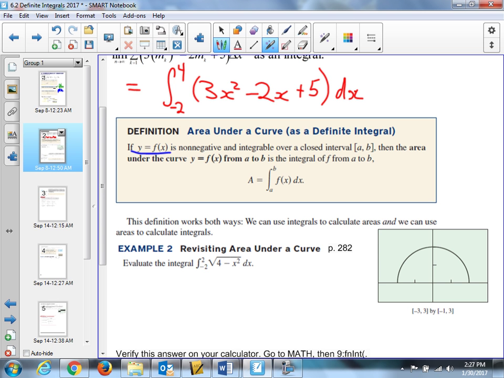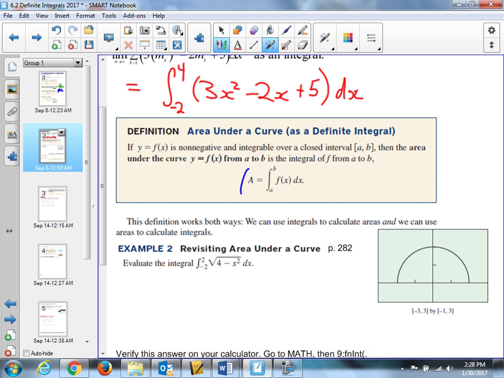If you've got this function f of x, it's non-negative and integrable, meaning that it's continuous over this closed interval from some number to another number, like 2 to 7, or -2 to 4. Then the area under that curve for the function from a to b is the integral of the function. This is just restating what we've said again and again.